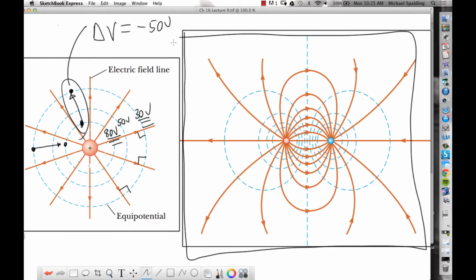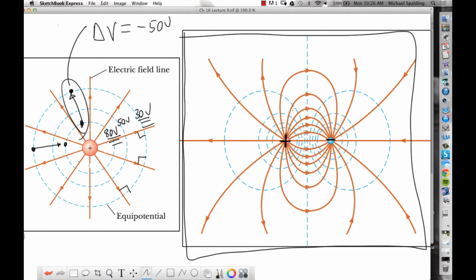For starters, and I've seen this question many times on a multiple choice test, looking at this diagram, which of these two charges is positive and which is negative? We have the left charge and the right charge. Which one must be the positive charge? The left, and then the right is the negative charge. The way I know that is by looking at the electric field lines. They go out from here and end up there. How do electric fields behave? They start at positive charge and end at negative charge. So we figured that out.